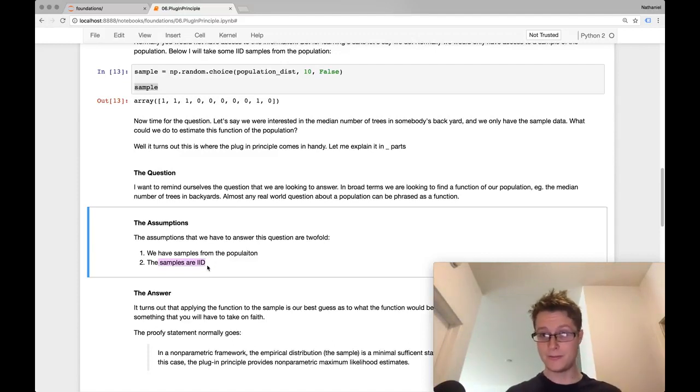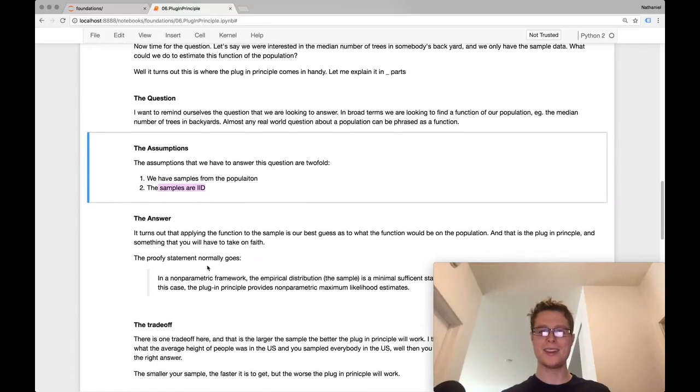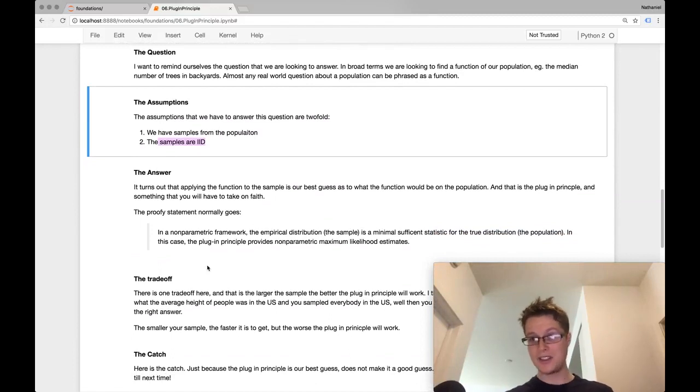We're ready for the answer. What is the answer? The answer is the plugin principle. And this is super simple. You guys probably already guessed it. The best guess as to what the function would be applied to the population is applying the function to the sample. Really simple. So if you want to guess what the average IQ of Americans was, getting a random sample of Americans and giving them an IQ test, and then averaging that would be the best estimate for the average IQ of Americans in general.